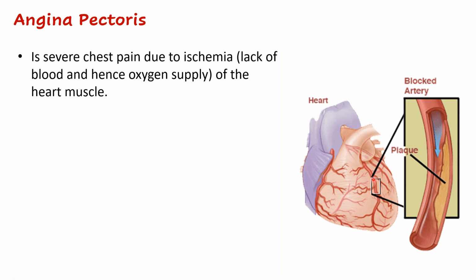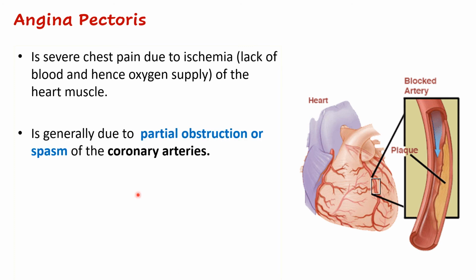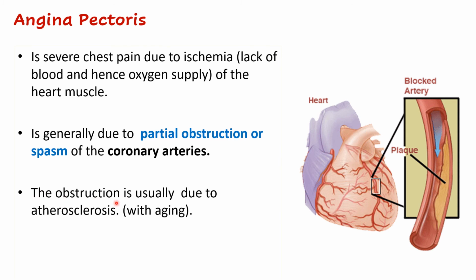Okay, so here we can see it may occur because of the narrowing of the blood vessel, which we can see in the enlarged view here. The plaque formation has taken place and the lumen has become narrow. As a result, less blood will flow and be supplied to the myocardium here. So it generally occurs due to partial obstruction or, in some cases, spasm of the coronary arteries, which may occur as a result of sympathetic stimulation. The obstruction is usually due to atherosclerosis, the plaque formation with aging.